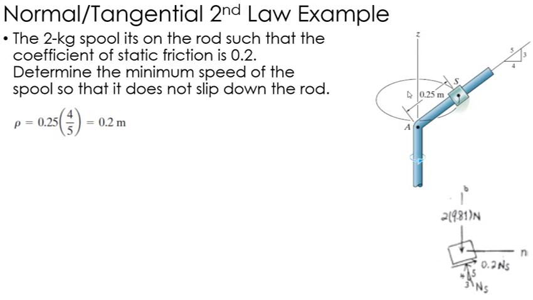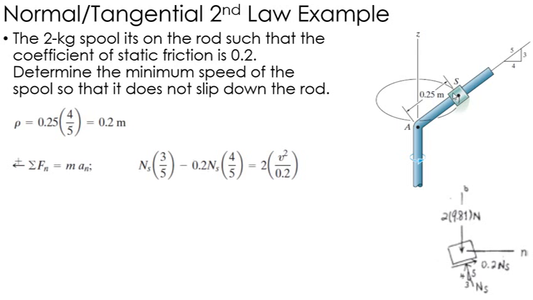First things first, I need to use trigonometry to figure out the radius of curvature, which would be the perpendicular distance from the z-axis to my sleeve S. That's going to be essentially 4/5 times the 0.25 meters, so it's 0.2 meters away from the z-axis perpendicular to the sleeve. That is my radius of curvature that I'm going to use to find my normal acceleration.